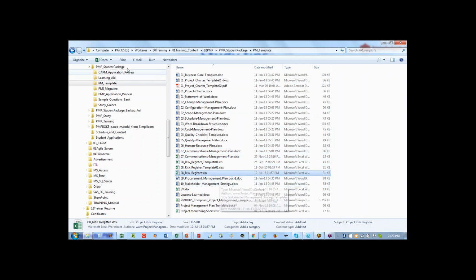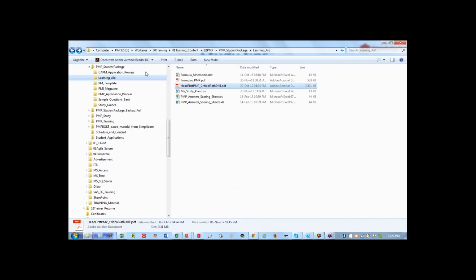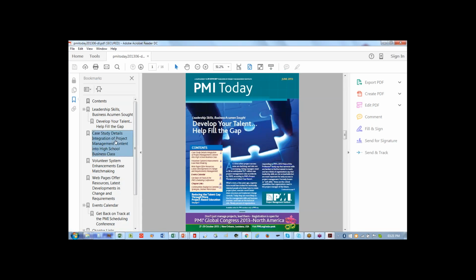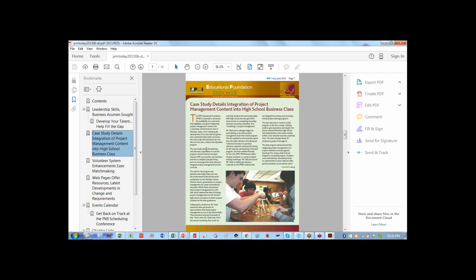Right, so these are the templates that you can use. And then we come to the next. So there are certain PMI magazines. Once you become a member, you can download your own copies. Basically, this is to show you how interesting project management is.